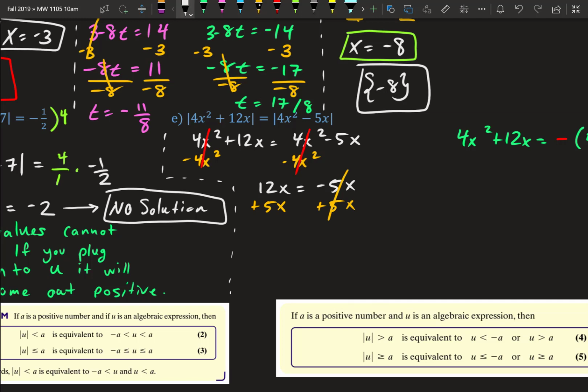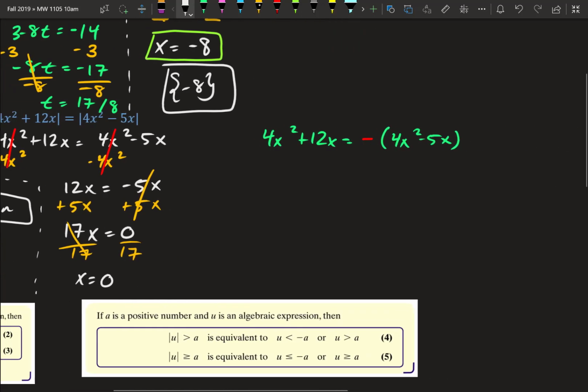So we have on the left side 17x equals 0, because if everything cancels out when you're adding and subtracting, you're left with 0. We divide by 17, and we get x equals 0. That makes sense though, plug it in. Because if you plug in x as 0, everything becomes 0 because it has an x.